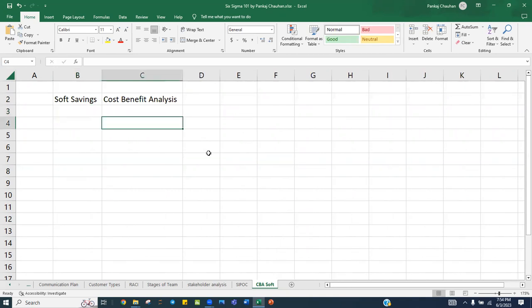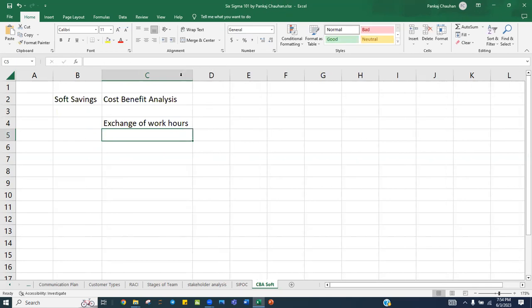So soft saving, basically we talk about exchange of work hours. The time value of money in terms of soft and hard are two different things. Hard, I will explain you next, where we calculate the present value, future value, net present value, or internal rate of return. But in this session, how to calculate the time value of money in terms of the exchange of hours.